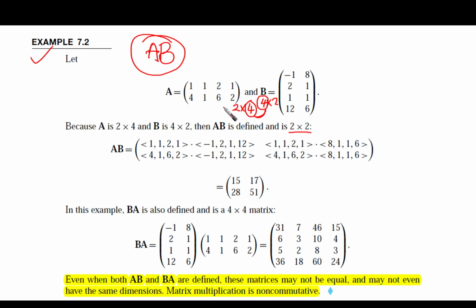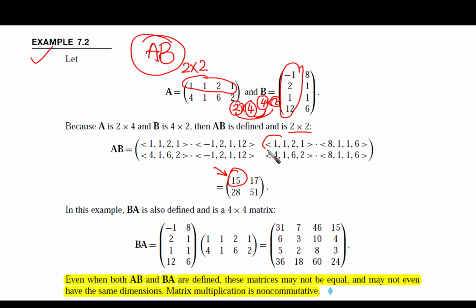So our AB is going to be exactly, we have 2 here, we have 2 here. So our AB is going to be a 2 by 2 matrix. Okay, how are we going to do this? We're going to have the first row here, as you can see, 1, 1, 2, 1, and we're going to multiply it by the first column here, which is minus 1, 2, 1, 12. Can we multiply this? 1 times minus 1 is minus 1, plus 1 times 2, plus 2 times 1, plus 1 times 12. It would give you 15. If you calculate it, you are going to find that it gives you 15, for example.